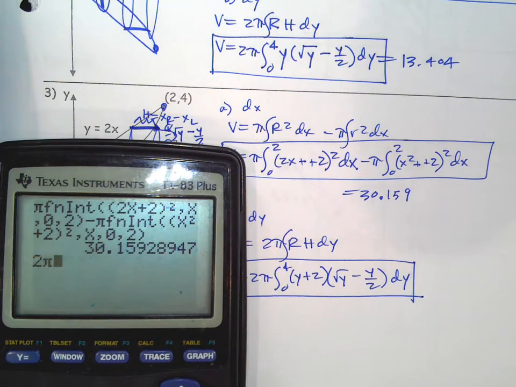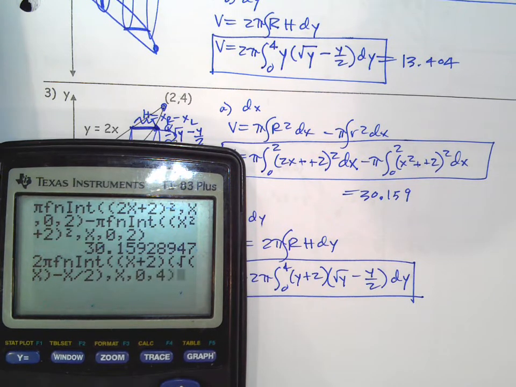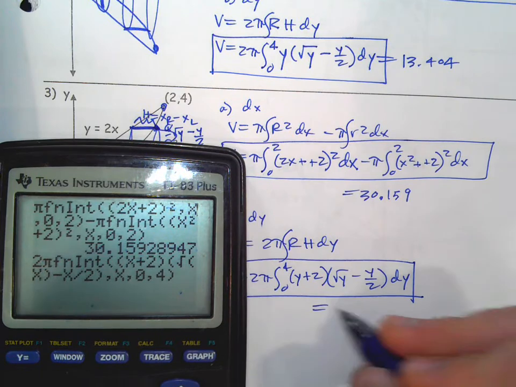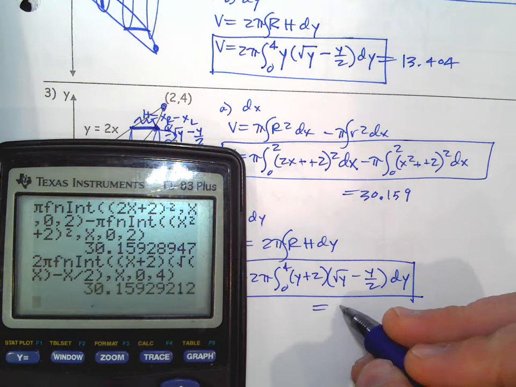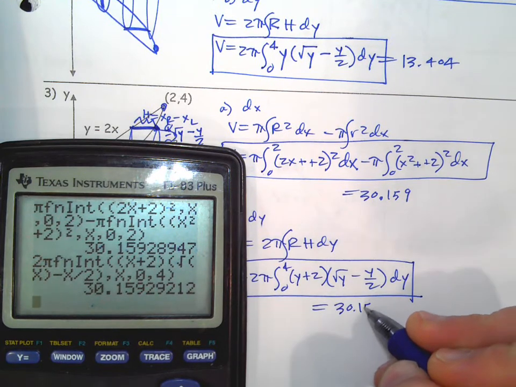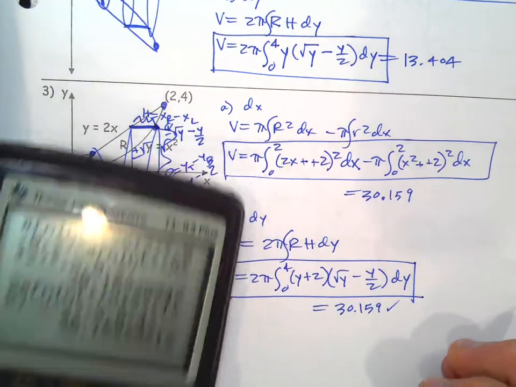2 pi, math 9, parentheses x plus 2, parentheses square root of x minus x over 2, close parentheses, comma x, comma 0, comma 4. This one's taking a little longer. Keep throwing square roots and stuff in there. 30.159. Perfect. Okay. All right. Best way to get good at these is just do a bunch of these.